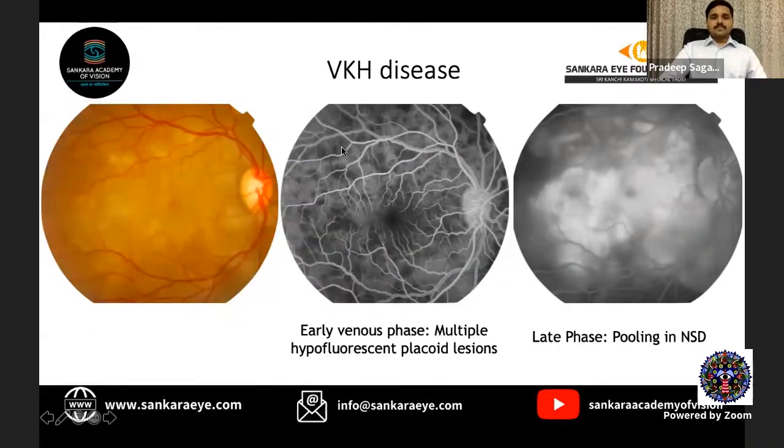VKH disease. In VKH disease, in the early phase, we see multiple hypofluorescent placoid lesions, and in the late phase, we see leak and pooling of dye in neurosensory detachment.